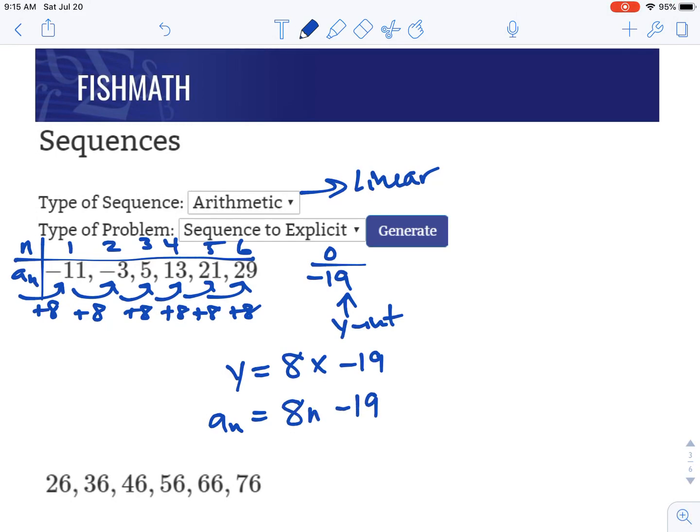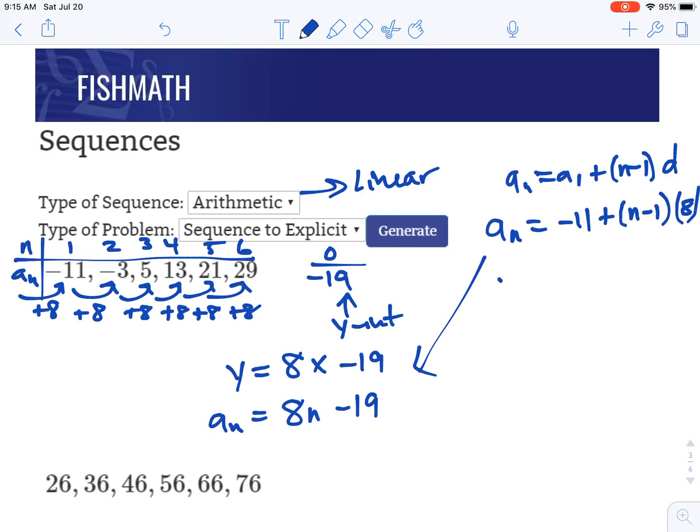Now, the formula on the reference sheet looks like this. A of n equals a1 plus n minus 1 times d. We could use this too. So this would be a of n equals the first term, -11, plus n minus 1 times the d, which is the common difference, 8. This is equivalent to what we already have down here.